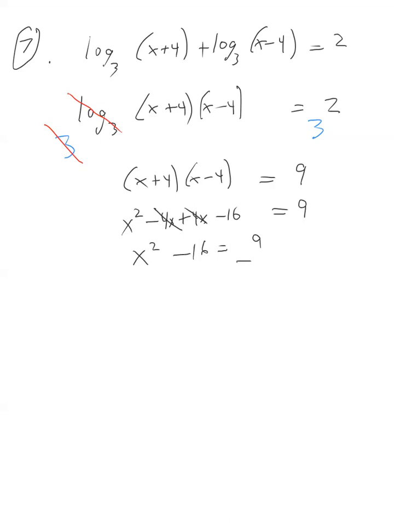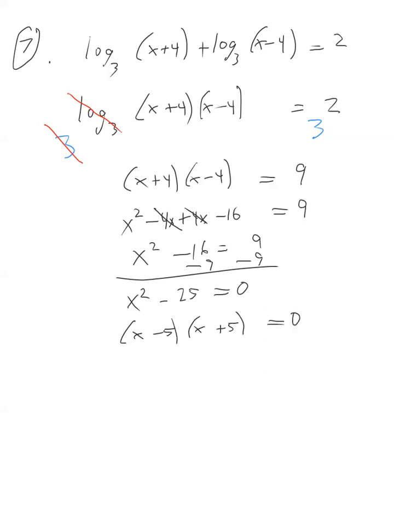So subtract 9 from both sides. You get x squared minus 25 equals 0. Then you can factor this into x minus 5 times x plus 5. If you set x minus 5 equal to 0, you get x equals 5. If you set x plus 5 equal to 0, you get x equals negative 5.